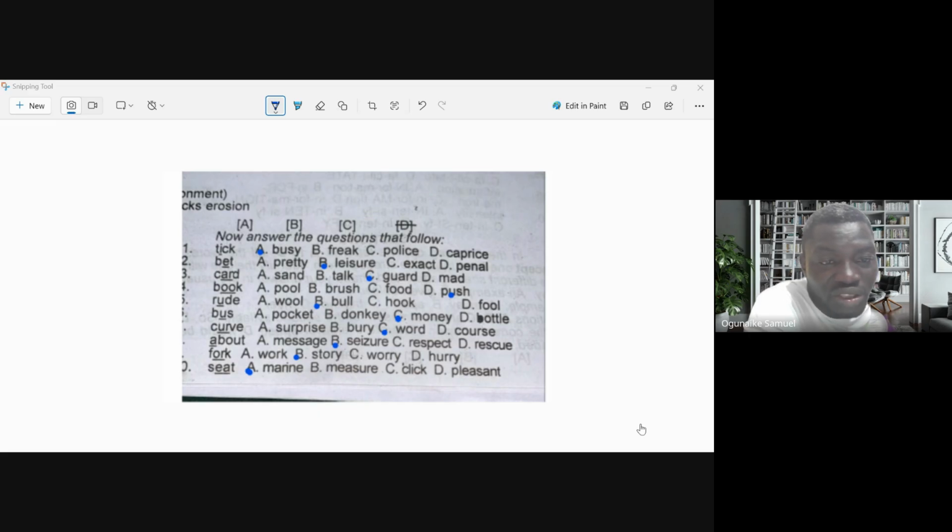I know this one is not too clear. The FORK, the all sound, story. Take it to the exam hall, story. Seat, EA, long. Now, marine is also one of the words I gave to you as long. You just have to master them. Otherwise, you'll be thinking, is it click? Is it marine? EA is long. It's part of the words I gave to you.